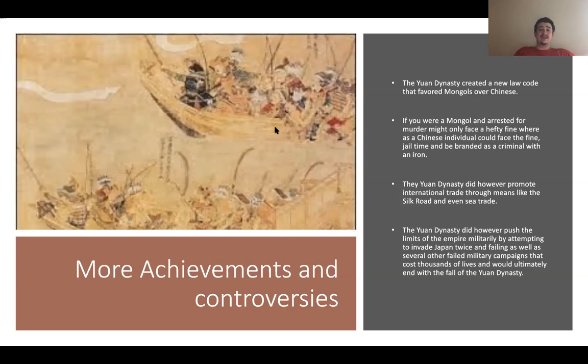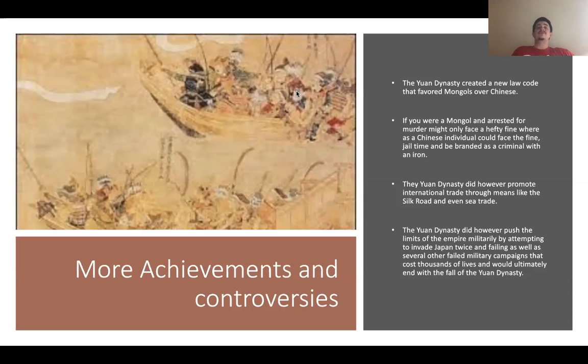However, externally, they actually did quite a bit. They promoted international trade through the Silk Road and even established sea trade routes with other places. They weren't popular domestically, at home, but they did push the envelope as far as military advances go. They attempted to invade Japan twice and failed. And there's an interesting story behind that one.